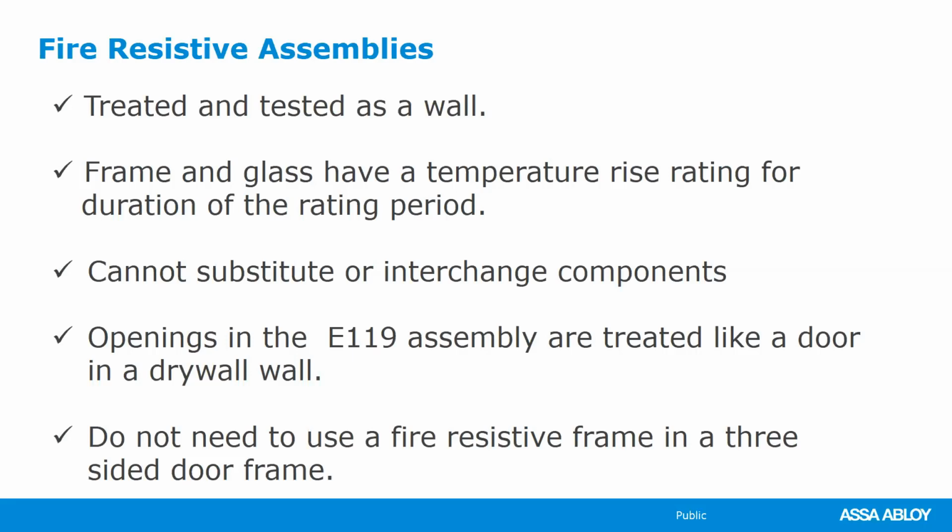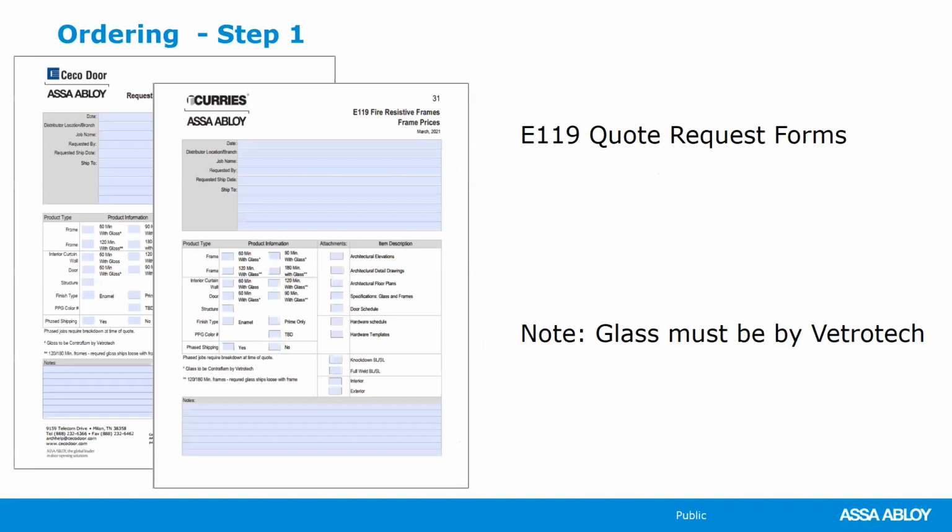And also, you don't need to use a fire-resistive frame if you're having a simple three-sided door frame. How do you order this product? Because of the way that this product is specified and because of the unique nature of it, it unfortunately does not, at this point in time, fit our standard ordering process. So we do have quote request forms. And if you'll notice, there's a multitude of items that have to be provided so that the product can be properly quoted.